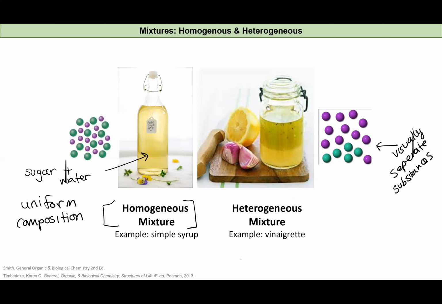And here's the perfect example, which is vinaigrette, right? We have an oil and a vinegar combined, and they don't actually mix in a uniform way. And so you get this layer right here, where you have your water in one layer and your oil in another.